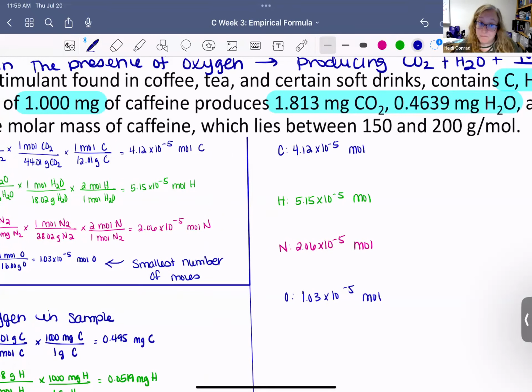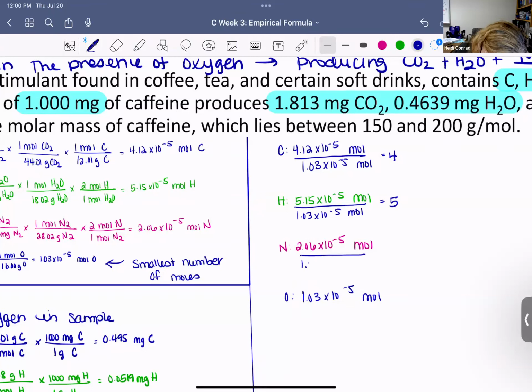So I'm going to divide all of them by that value. Divided by 1.03 times 10 to the minus 5 moles gives me a ratio of 4. Divided by 1.03 times 10 to the minus 5 moles gives me a ratio of 5. Divided by 1.03 times 10 to the minus 5 moles gives me a ratio of 2. And of course, dividing by itself gives me a ratio of 1.